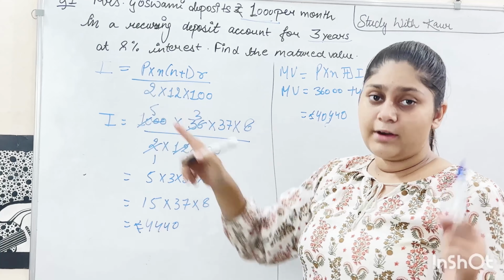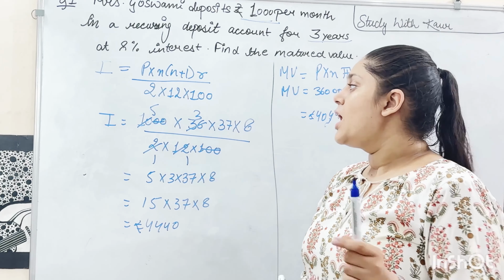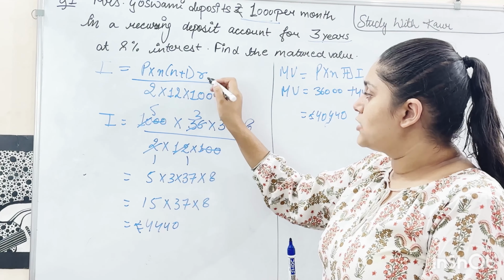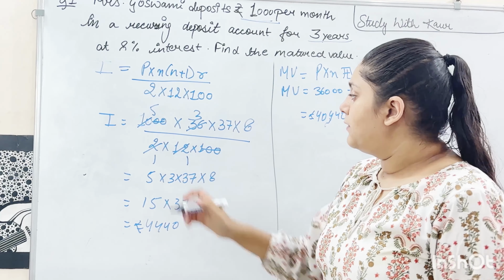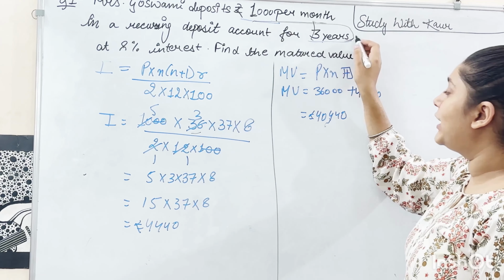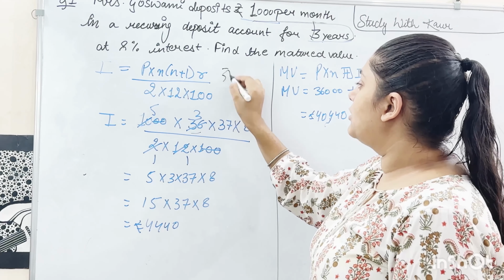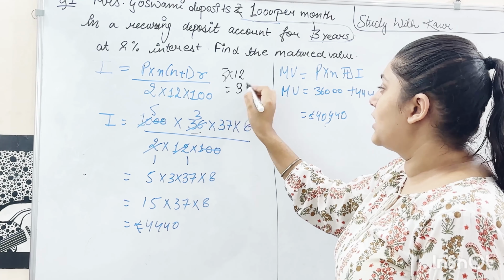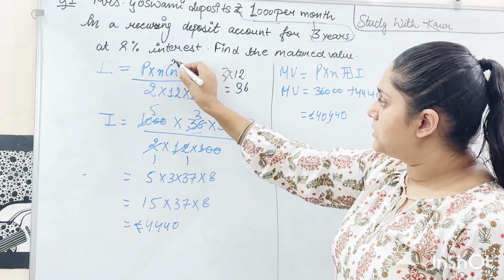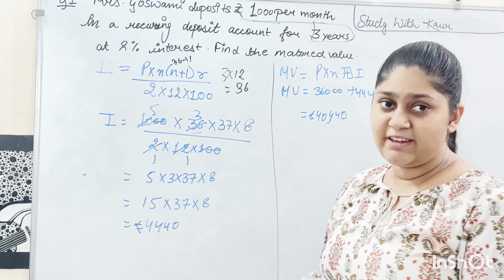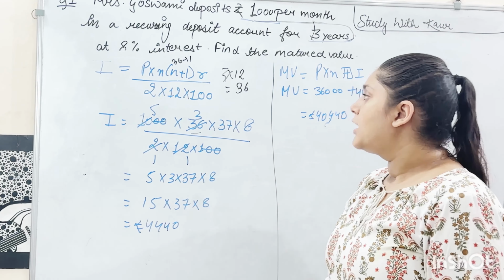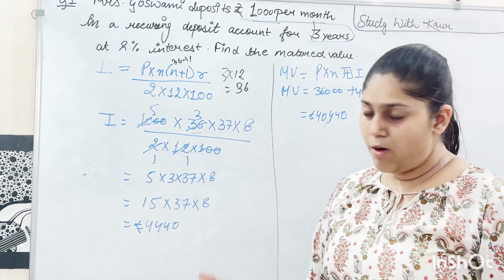The formula is principal into number of months into number of months plus 1 into R, that is your rate of interest. So we have put in the value of P, which is 1,000, because it's per month what you are paying. Because for 3 years, we have converted 3 into 12. We have got it as 36. Clear? Into 37, because over here it will be 36 plus 1, and the rate of interest was 8%, so we have put 8 over here. Then 2 into 12 into 100, as the formula states.